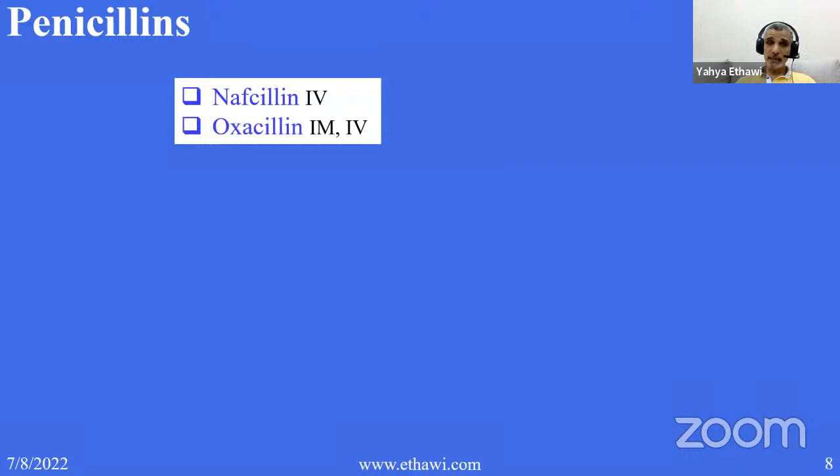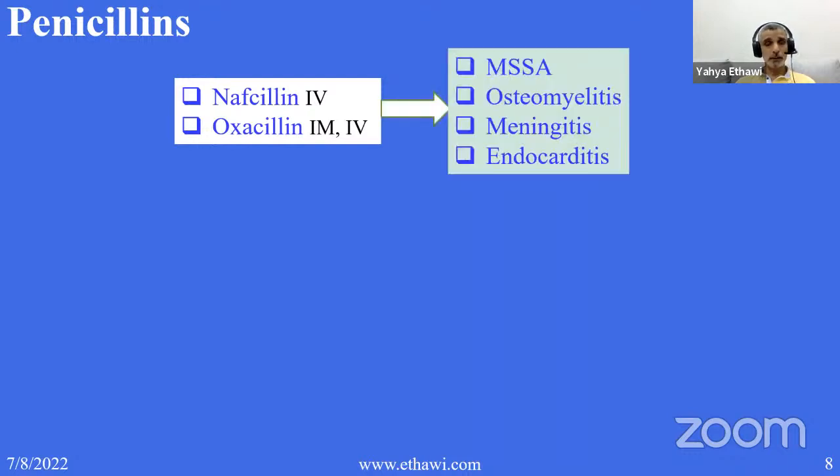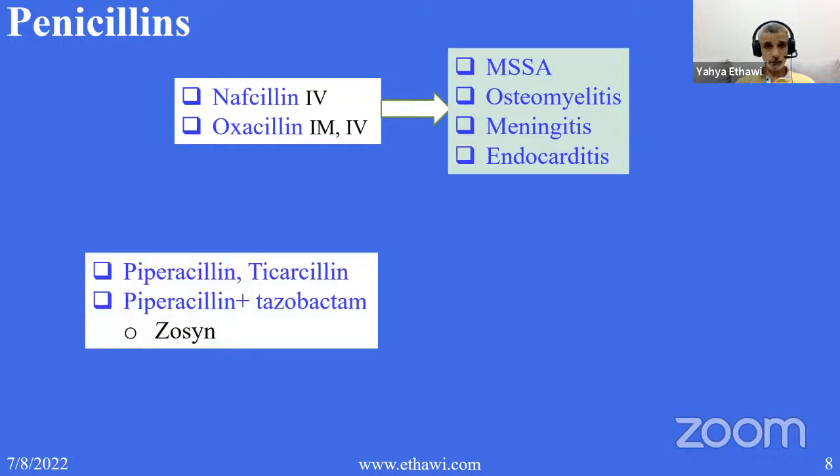Nafcillin and oxacillin: nafcillin is IV, oxacillin comes in two forms, IM and IV, and both of them are parenteral. Both can be active against MSSA or streptococcus, staphylococcus that is not resistant. We can use them for osteomyelitis, meningitis, and endocarditis.